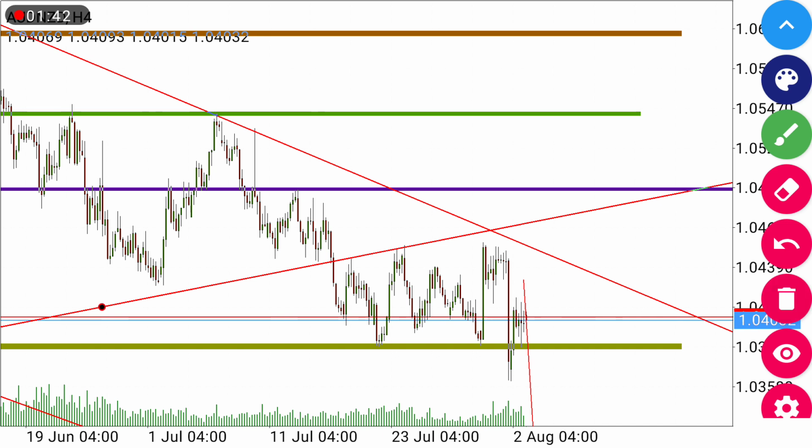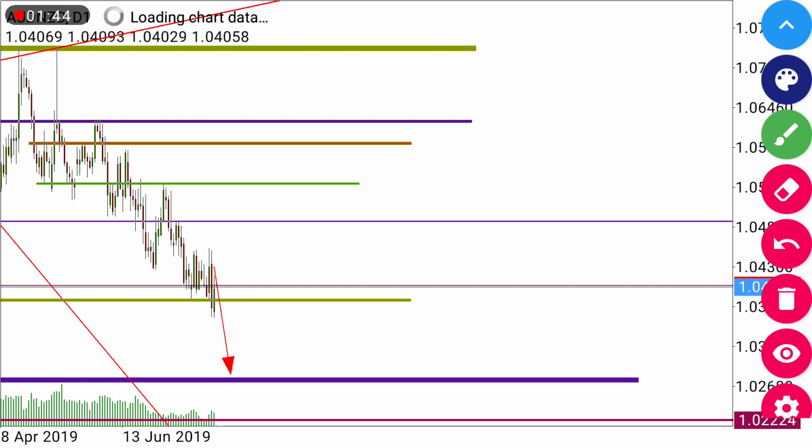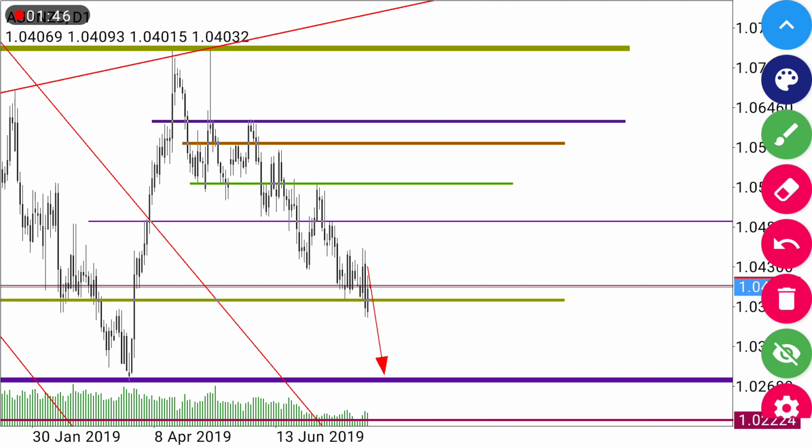Where is our targeted area? Let's just go to the bigger time frame. I think in daily. Yeah, in daily we can see that we are targeting for the market to move toward this targeted area. This is AUD NZD and this is the daily time frame.